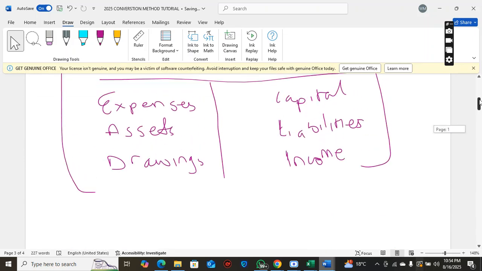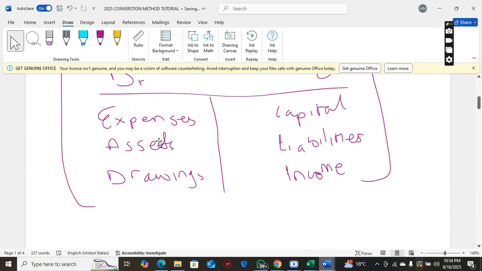Remember, according to the double entry rules, cash is an asset. Increase in an asset, you debit. Sales is income. Increase in sales, you credit.